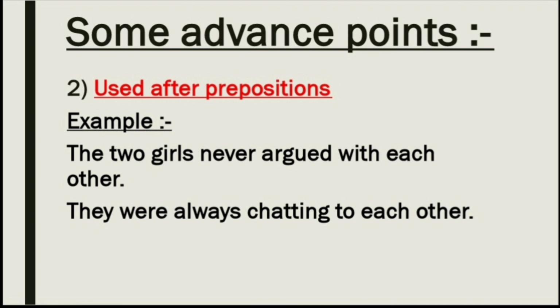Have a look at these examples here. The two girls never argued with each other. They were always chatting to each other. In the first sentence, each other is coming after the preposition with. Similarly, in the next sentence, each other is coming after the preposition to. So these reciprocal pronouns can be used after preposition, as we have seen in the given examples.